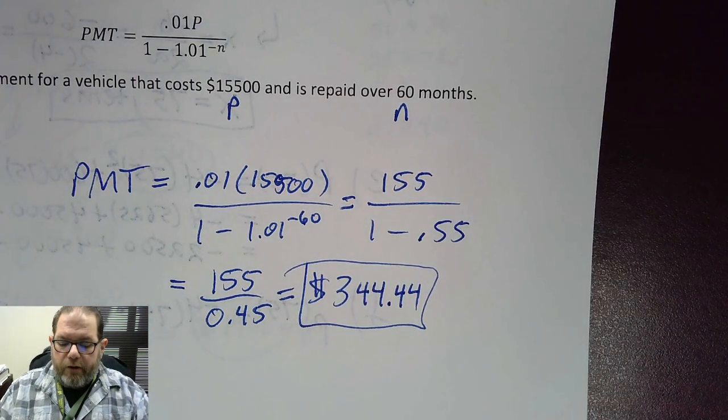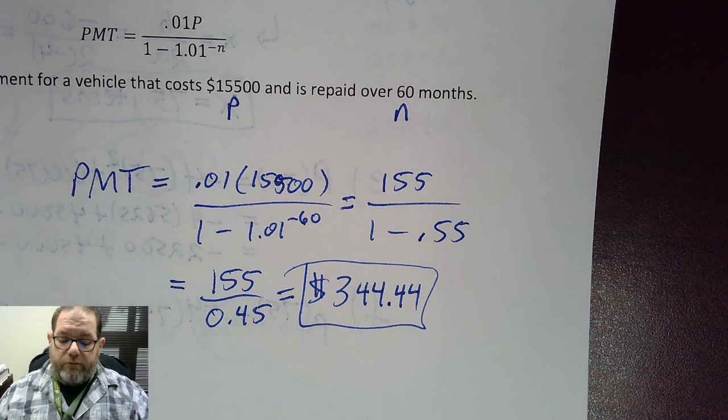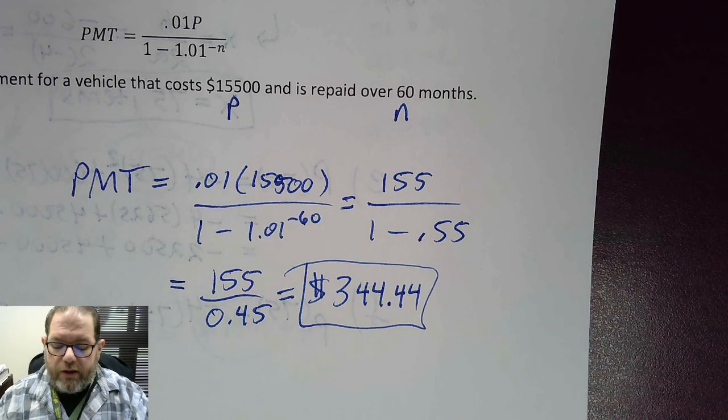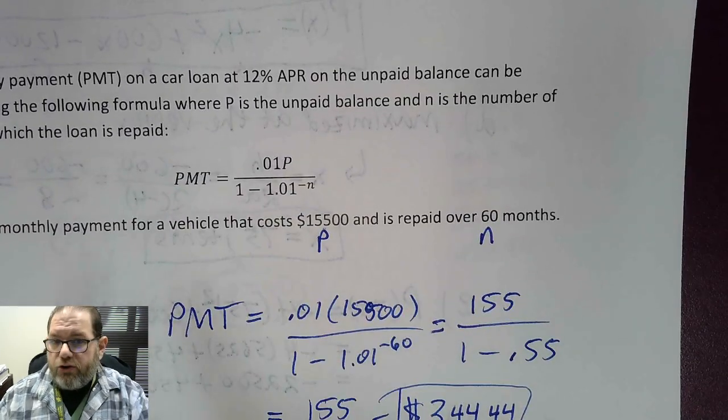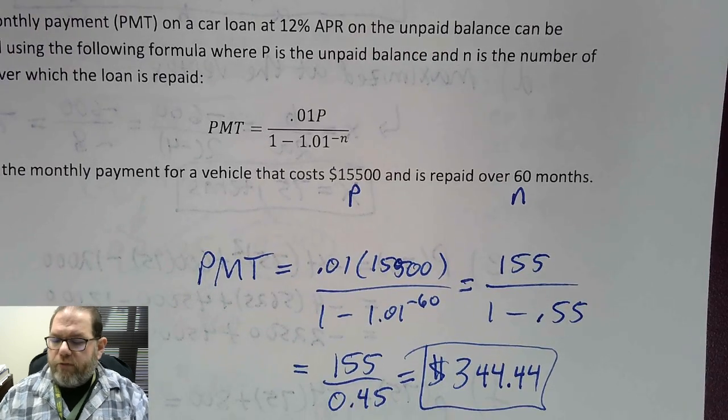We're going to talk about a lot more of these problems after our exam when we get into that Chapter 5 material. We'll talk a lot more about compound interest and things. So this formula is just a simplification of a more complicated formula that we're going to see later on in Chapter 5.